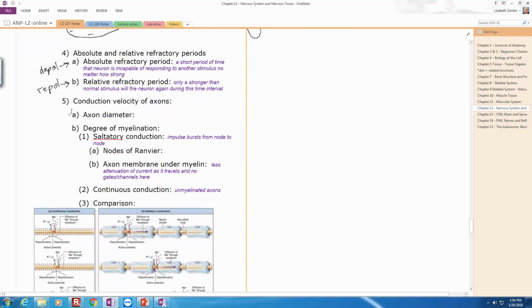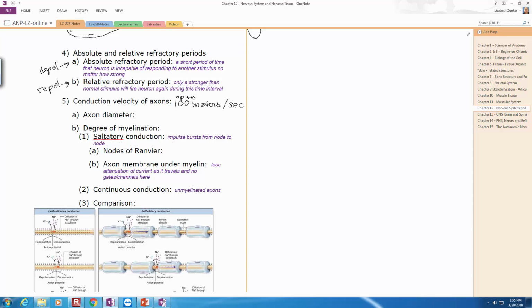Conduction velocity of axons. So this is up to 100 meters per second. But we only have nerves that are 1 meter long, so that's why we only measure it to that. I suppose they could measure it more than that, but this is 100 meters per second. I'll say up to, okay? And if we look at the axon diameter, these are things that can affect that conduction velocity. So how fast can we get this signal, this depolarization, down the whole axon, right?